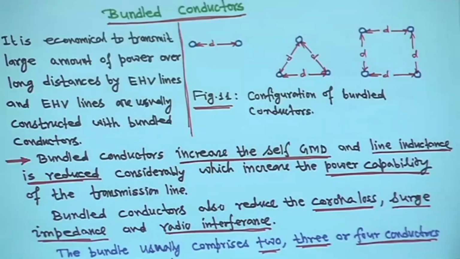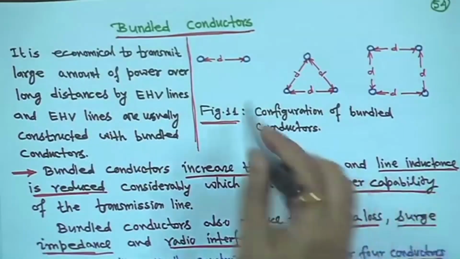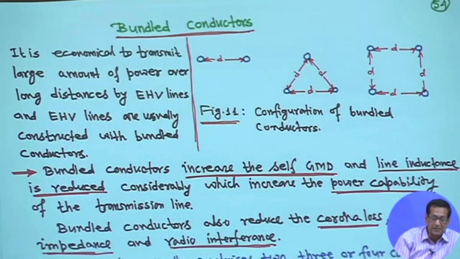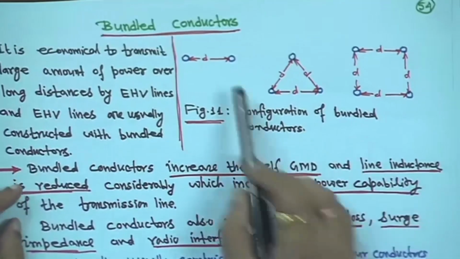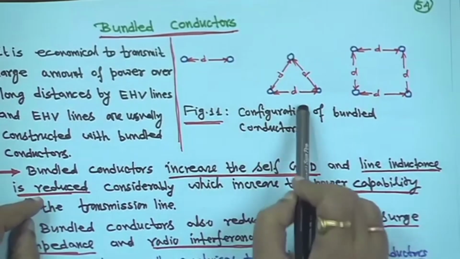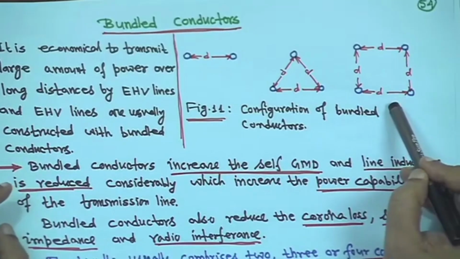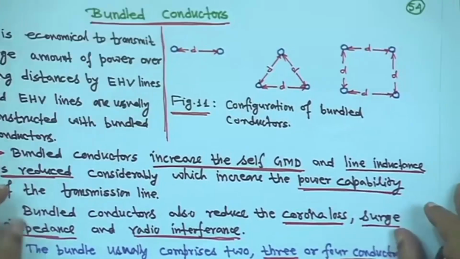Now, we will come to bundle conductors. In this case, it is economical to transmit large amounts of power over long distances by extra high voltage transmission lines, and those are basically constructed with bundle conductors. The bundle conductor configuration may be 2 conductors, or 3 conductors, or 4 conductors, or even more, so many conductors in parallel.